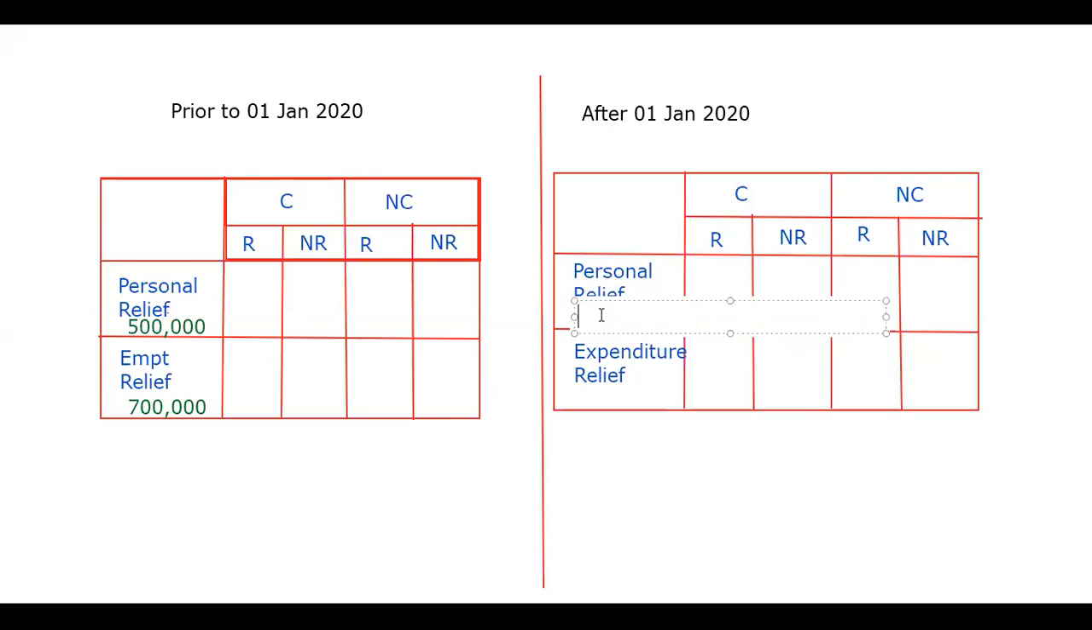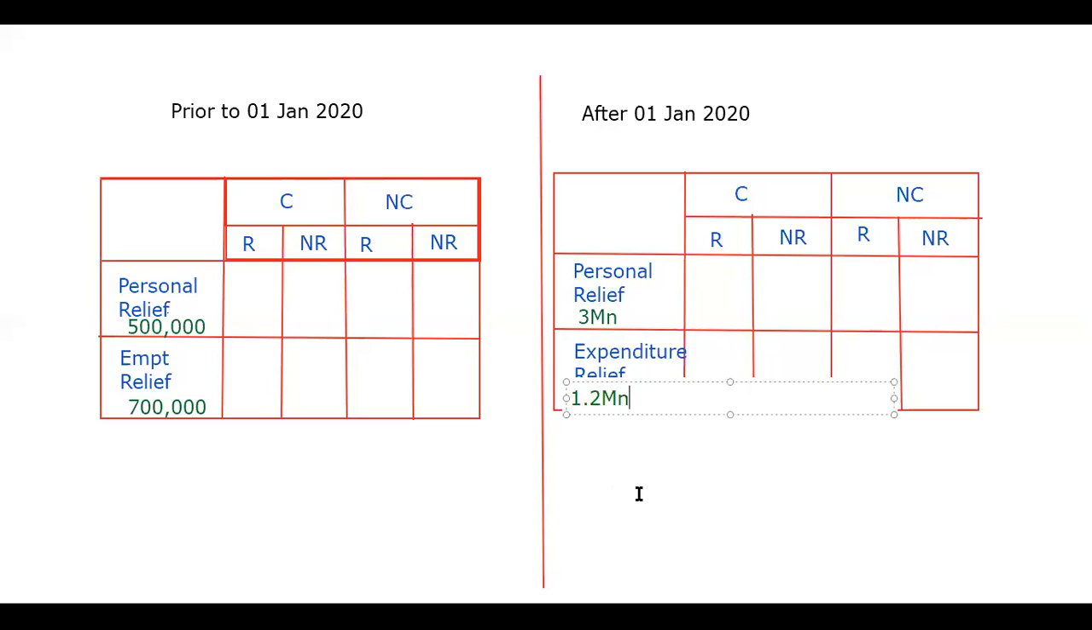Not only 3 months. I am referring from this to the entire year, which is 3 million. I will put 3 million, right? Here expenditure relief is how much? 1.2 million. Then for the 3 month applicable portion, how much is it?